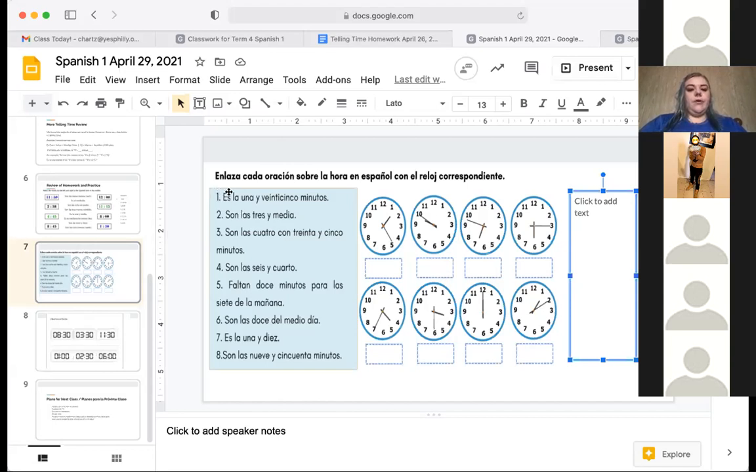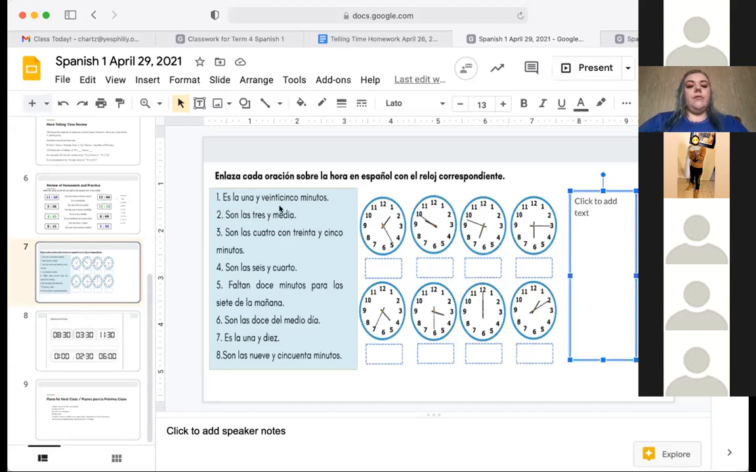So for number one here, we have Es la una y 25 minutos. So it's 1 o'clock and 25 minutes. So which clock is that going to be? Anybody want to tell me? The first one. Yep. Good job. So for the second one, we have son las tres y media.